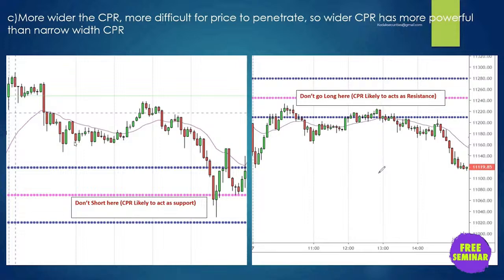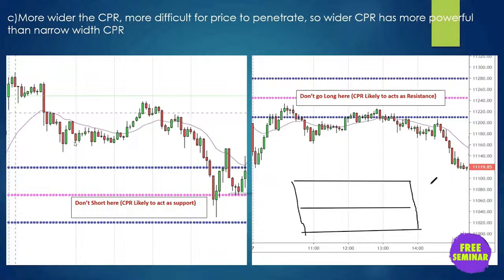What is that edge you'll get by knowing the width of the CPR? There are two clues you will get depending on CPR width. First clue for wide CPR: a wide CPR means it's very strong support and resistance. CPR, I said, is a support and resistance, and the wider the CPR, the more its strength, the more it is likely to act as a strong support resistance. So that is what you should remember.